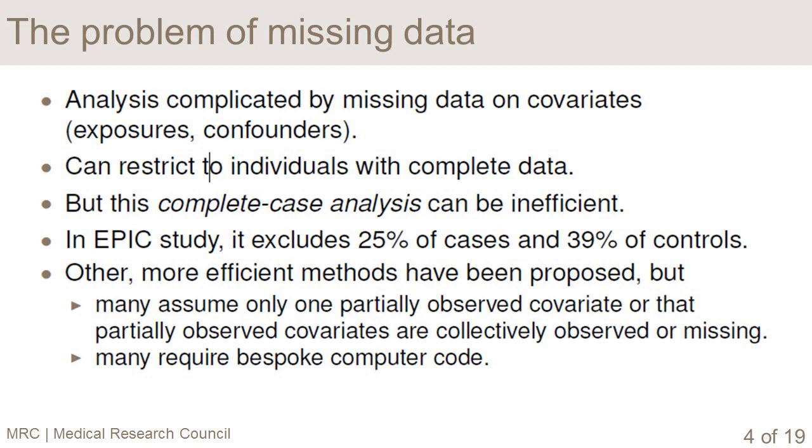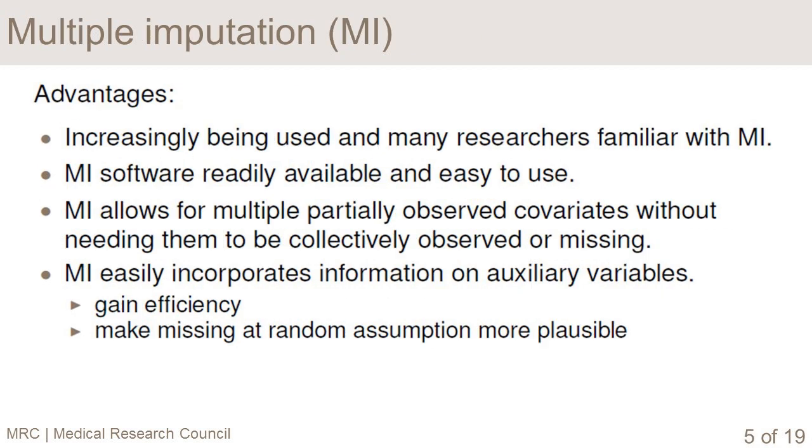So we think multiple imputation is good because many researchers are familiar with it, software is readily available, it allows for multiple partially observed covariates, and it also allows you to use information on variables which are not actually confounders, but which are predictive of missing values in the confounders. So these are auxiliary variables, and there are good reasons for doing that.